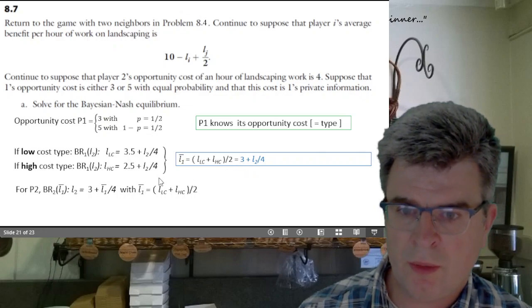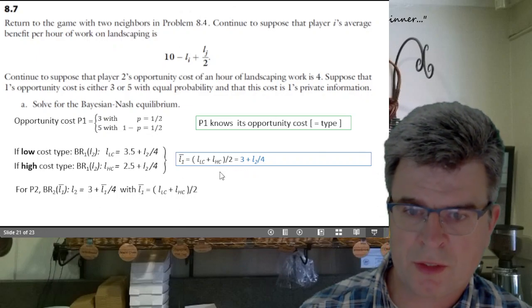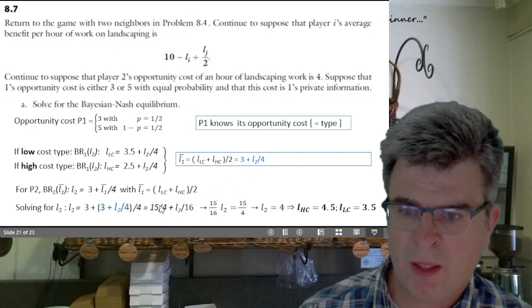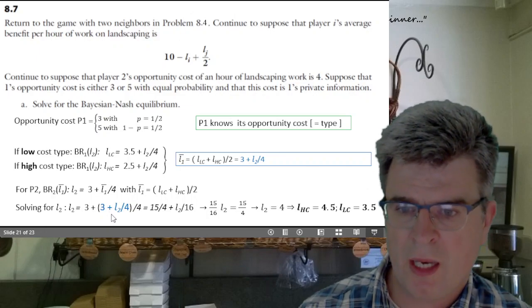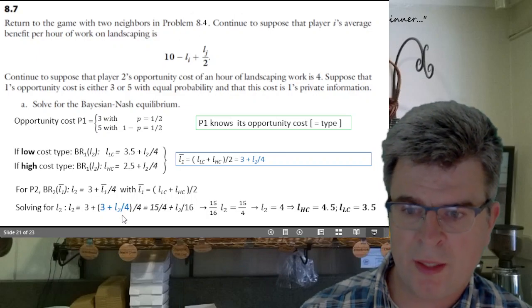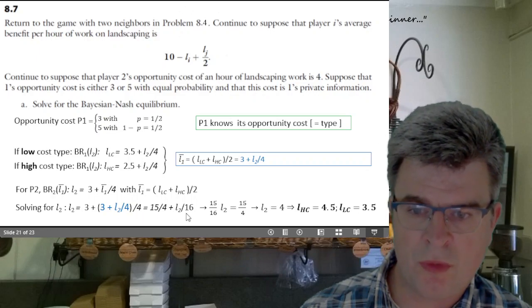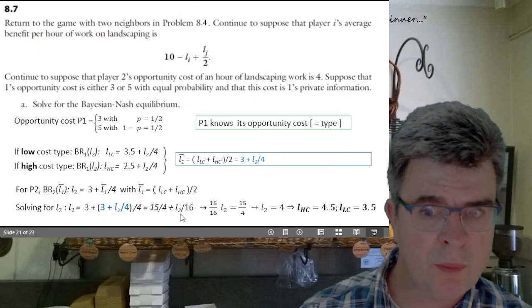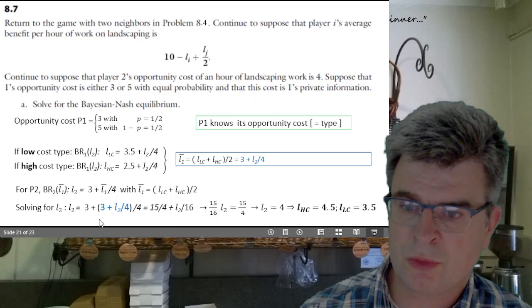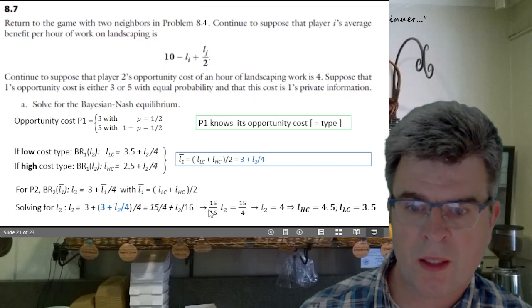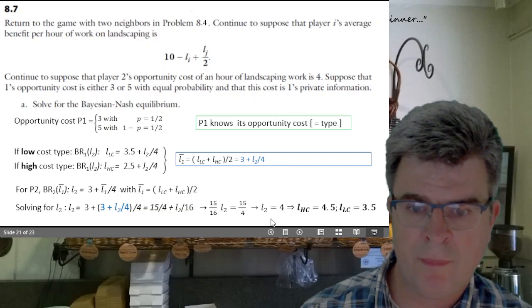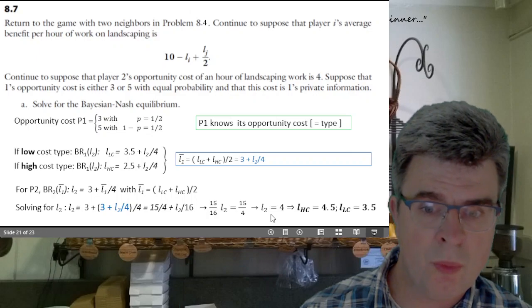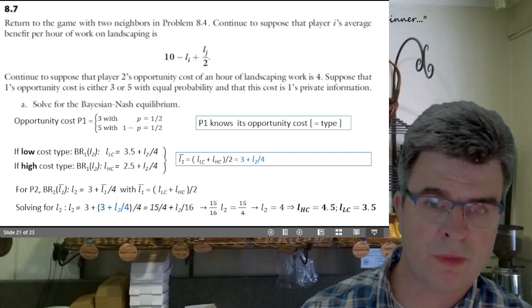So now we can replace the L1 bar in this expression by this expression over here in order to arrive at this best response function for player number 2. And then we simplify a little bit, and we get 15 over 4 plus L2 divided by 16. Again, we solve for L2, bringing this to the left-hand side of the equation, giving us 15 over 16 times L2 is equal to 15 over 4. So neighbor 2 will spend 4 hours of effort.